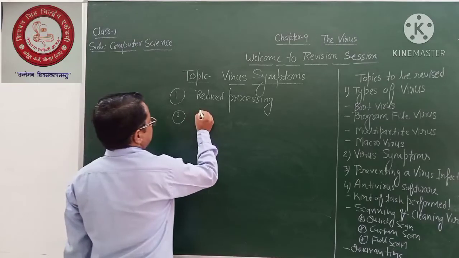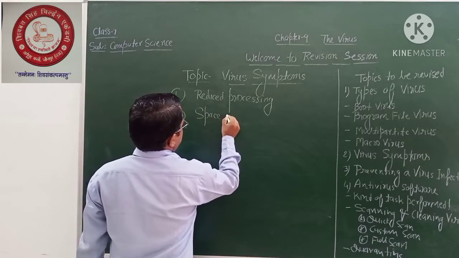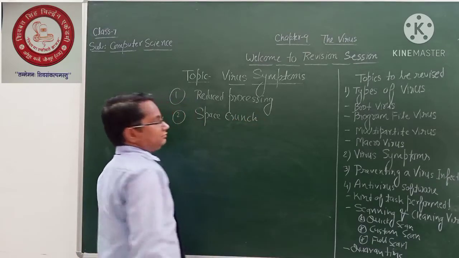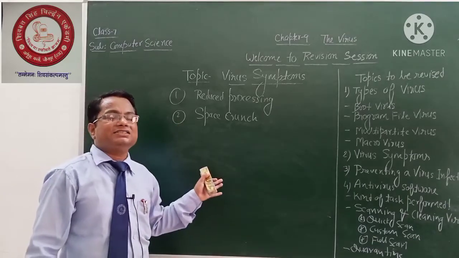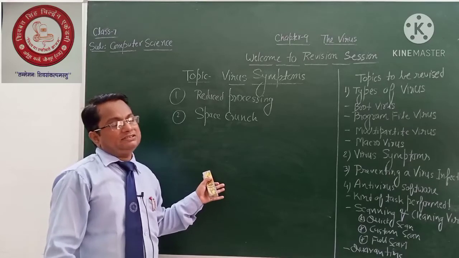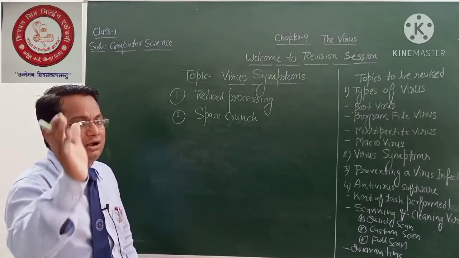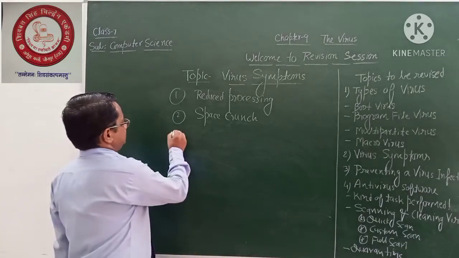Next one is space crunch. As you know, many kinds of viruses are self-replicating. It means they are creating duplicates. So in a very short time the hard disk becomes full, right?